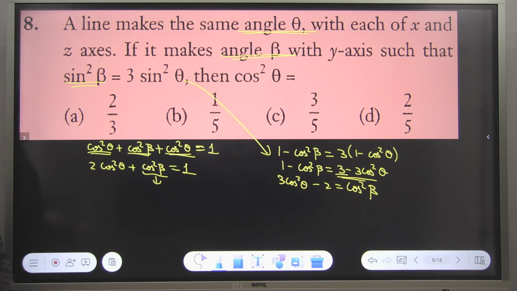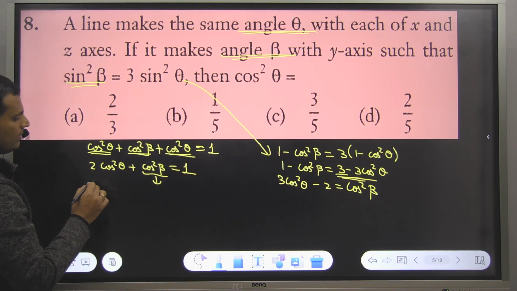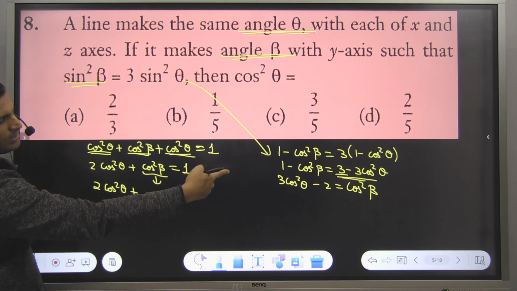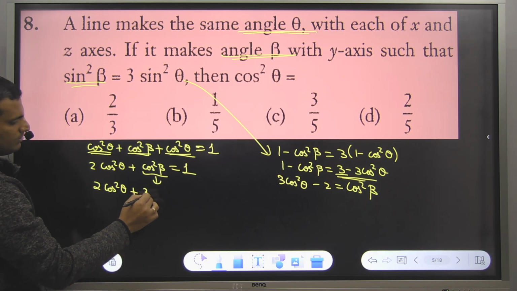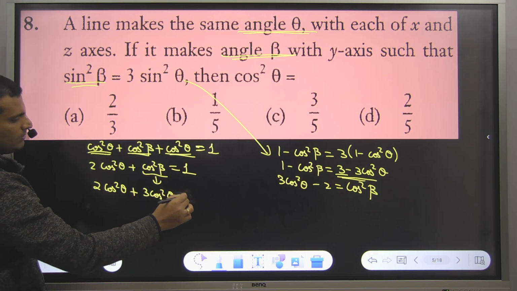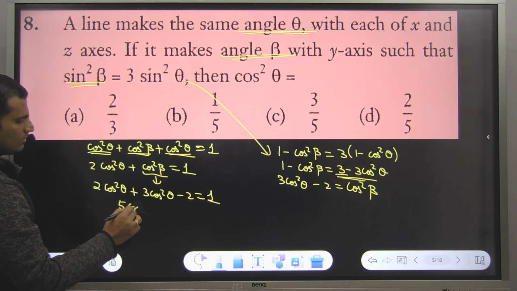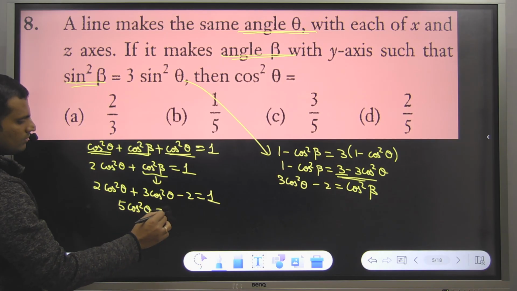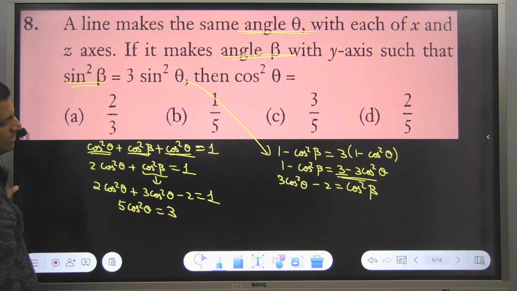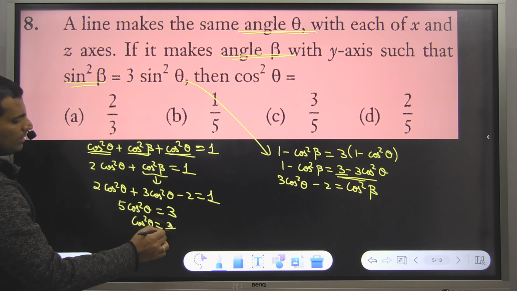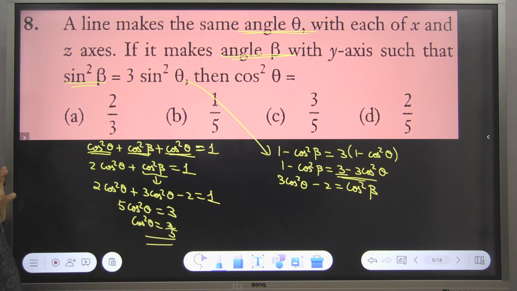Solve it from here, otherwise you are not concentrating. Solve. What should we write for cos square beta now? Cos square beta is nothing but... okay, let us see. Option C? Cos square theta equals 3/5. All got option C?